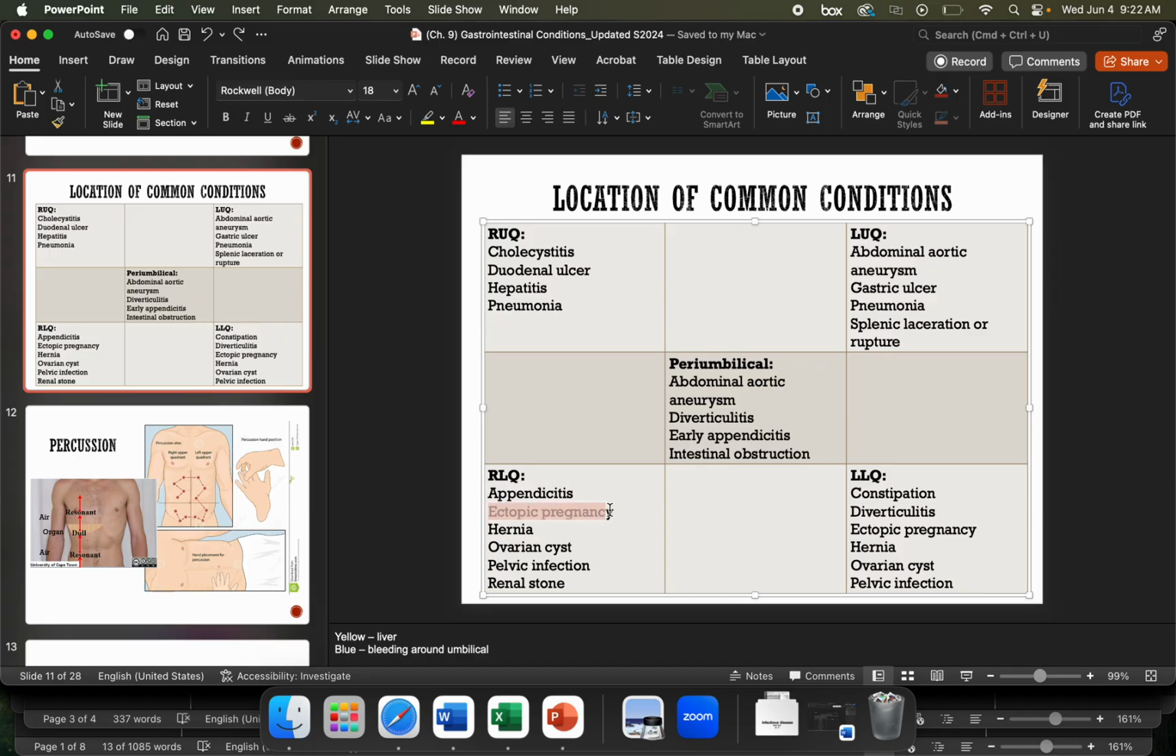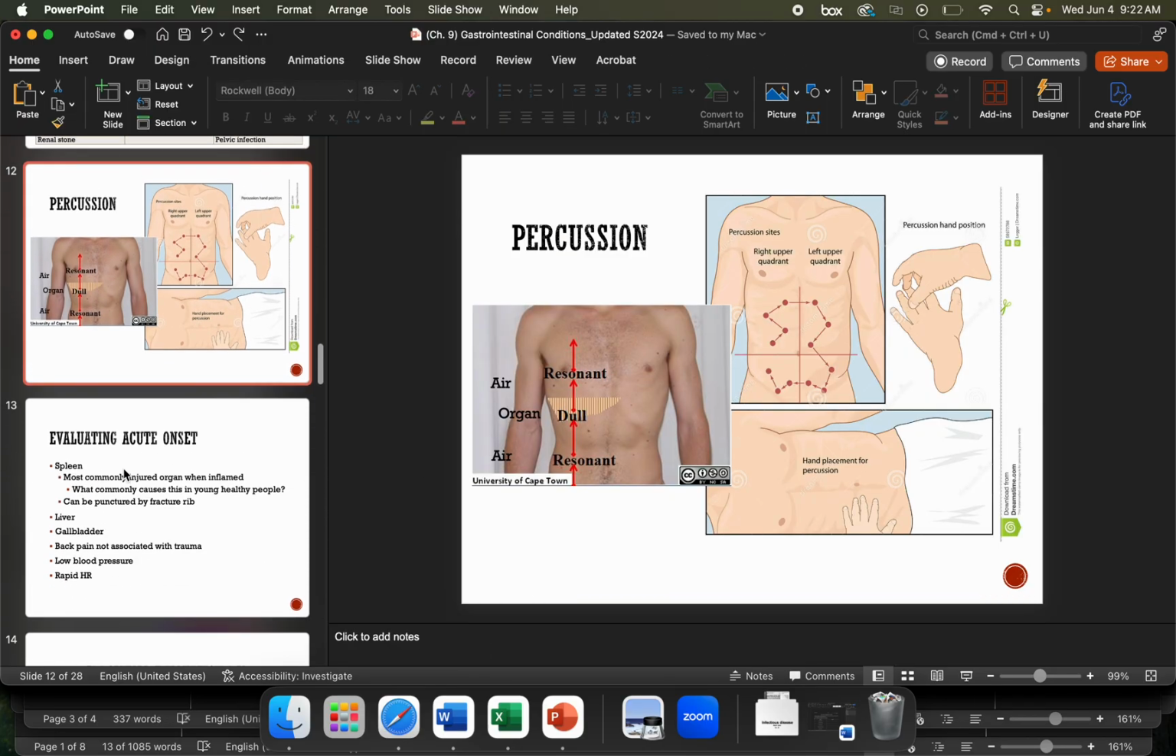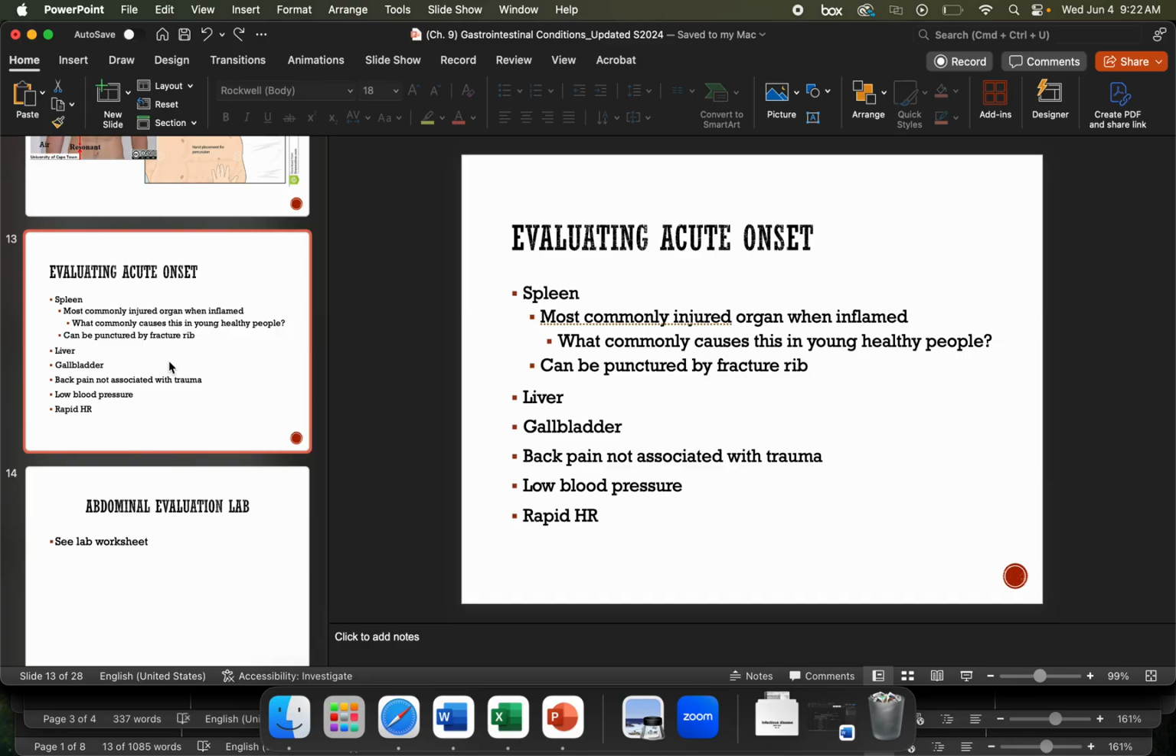Again, if we're dealing with females, uterus, ovaries, fallopian tubes are in this region. We should be thoughtful of it. Hernia, assuming here this is more of an inguinal hernia as opposed to an umbilical hernia. Cysts, kidney stones, infections. Constipation, ectopic pregnancy, again, those things. Okay, so we talked a little bit about percussion. I'll cruise through that.